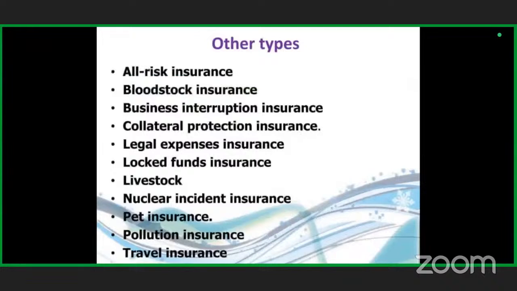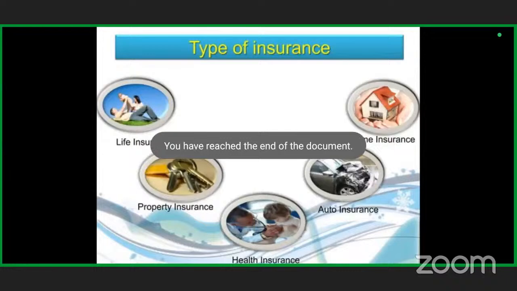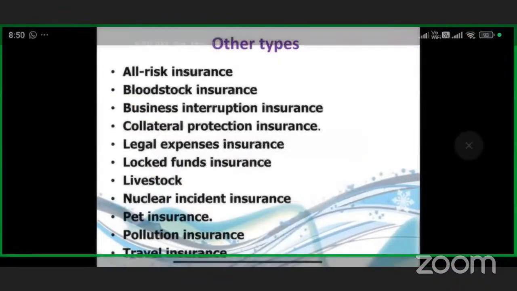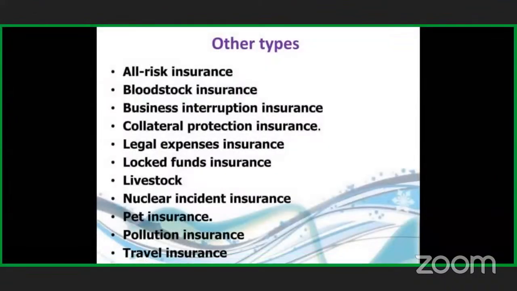Pollution insurance, travel insurance. When you are traveling from one place to another, the risk is high, so you can take travel insurance. Unless you take travel insurance, you cannot fly from India to another country, especially the US. So these are the types of insurance. Okay, so these are the details regarding the insurance class from the last 6 days. All the best.